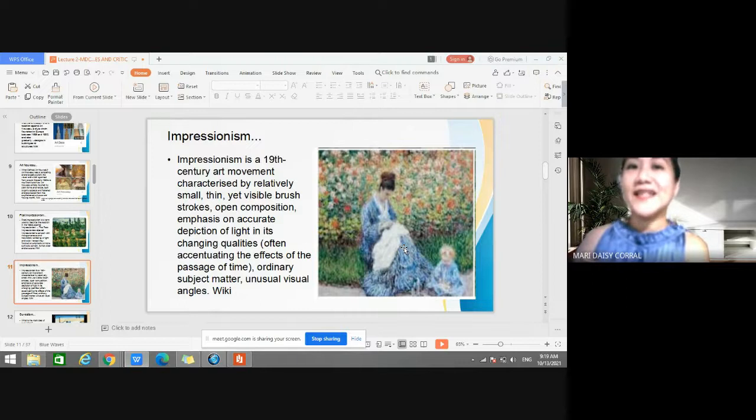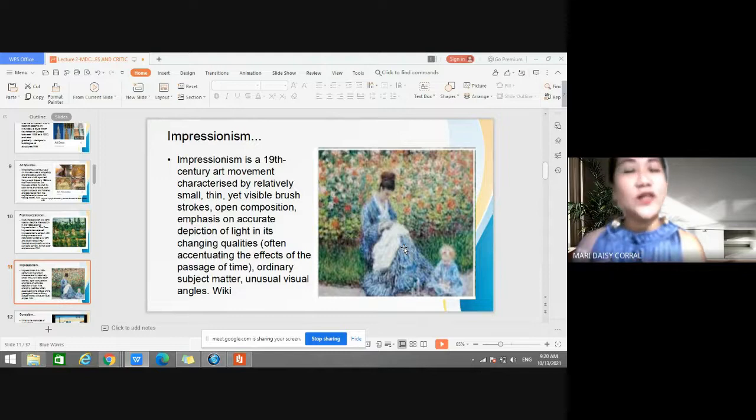Unusual visual angles mean that you cannot determine or distinguish well where the light is coming from. So usually the color is everywhere. Okay, and the subject or the background of your subject has a mixture of different colors. So you don't know where the light is coming from. That's how impressionism is being done, and the colors are extraordinary.